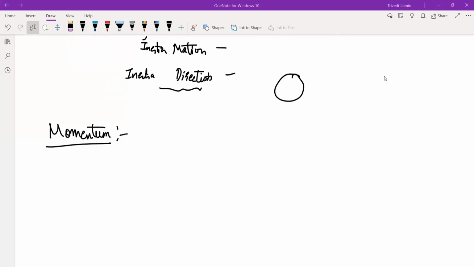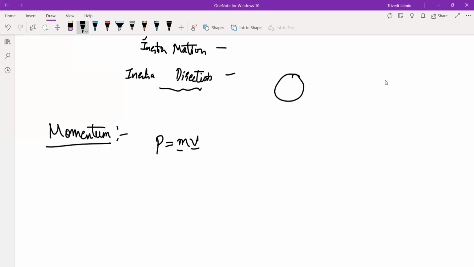Now, is momentum a vector or scalar quantity? It is a vector quantity, sir, because it depends on direction also. P equals mv, and the product of a scalar and a vector is a vector.